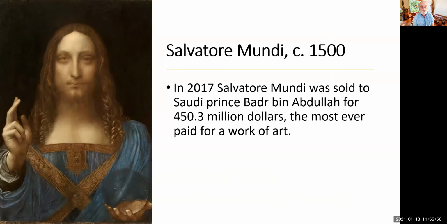This is a painting on wood. Its provenance is actually somewhat questioned. Not everybody thinks it's completely Leonardo. Look at that glass sphere held in the left hand. But in any event, Badr bin Abdullah bought this for $450 million. Since then it hasn't been seen. We heard that it's on Prince Salman's yacht, is what I read today.